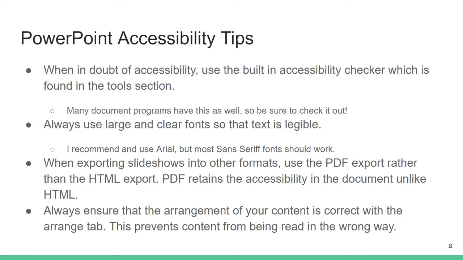All right, here are just some general PowerPoint accessibility tips. When in doubt of accessibility, use the built-in accessibility checker, which is found in the tools section on the PowerPoint app. Many document programs have this as well, so be sure to check it out. Try to find it on everything if you can. It'll help you keep everything in check and you don't overlook things.